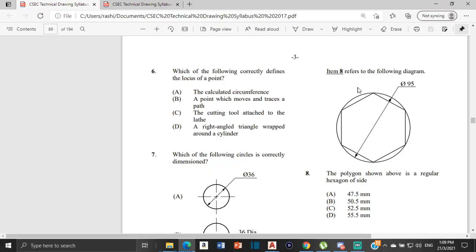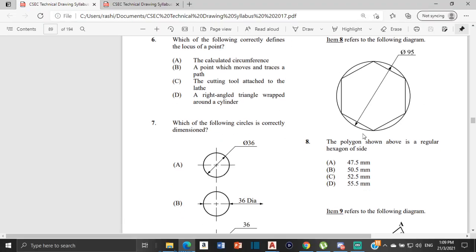All right, number 8 refers to the following diagram, this diagram right here. It says the polygon shown above is a regular hexagon of side. So we're trying to work out what is the length of one side of the hexagon. All we're given is the circle that surrounds that hexagon. So how can we use that information to determine the length of one side of the hexagon?